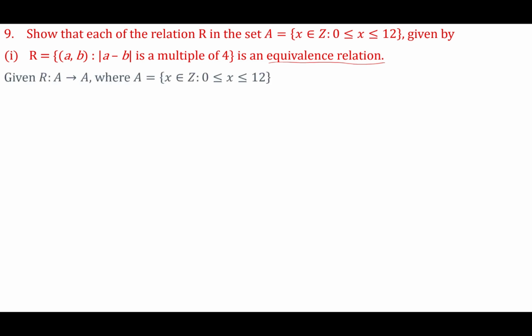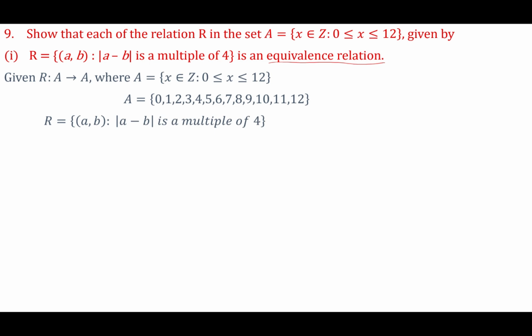At first, the given relation is on A, where x belongs to Z and x lies between 0 and 12. So set A is {0, 1, ..., 12}. And the relation R is defined as (a, b) such that |a − b| is a multiple of 4. Now we have to show that this relation is reflexive. Multiple of 4 means 4n, where n is any integer.